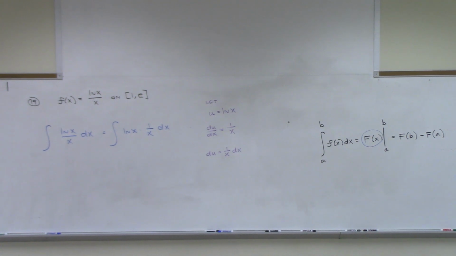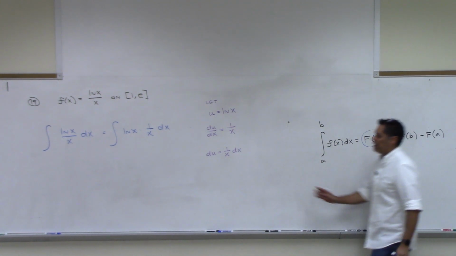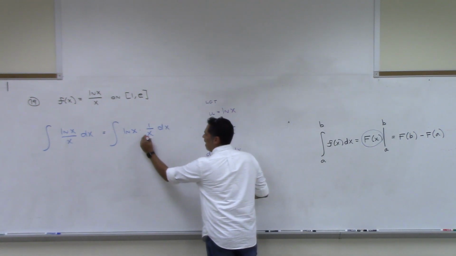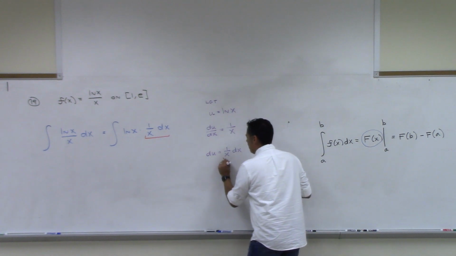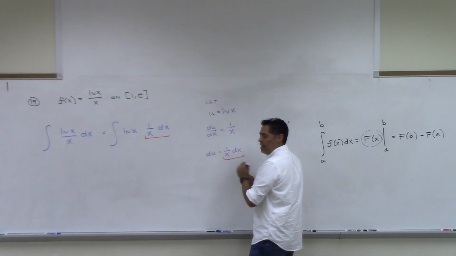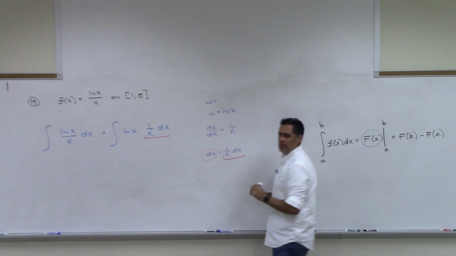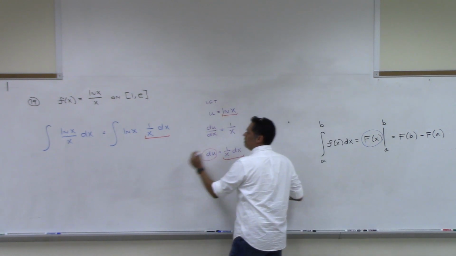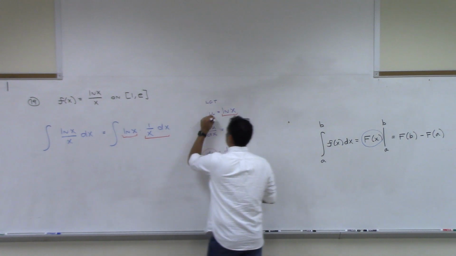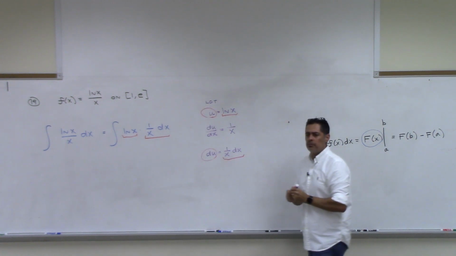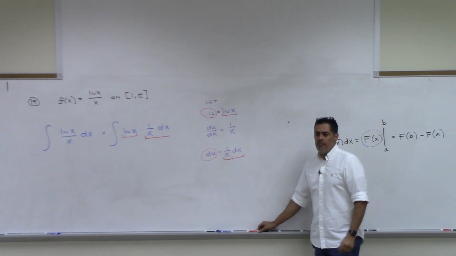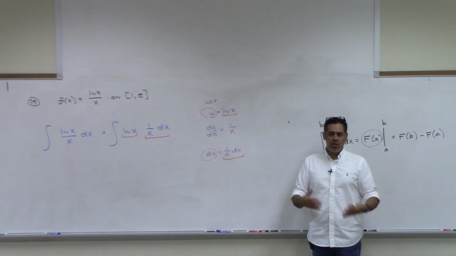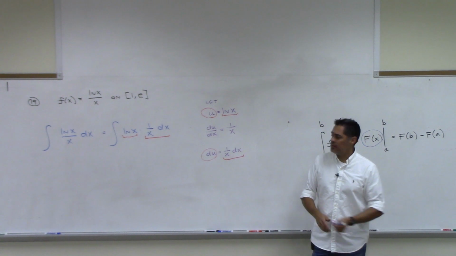So now we play that game, right? We try and see if we can match things up. And I see here that I have exactly 1 over x dx. I have that exactly, don't I? And so that can be replaced with du. And I see that natural log of x I have right there, so I can replace that with u. So I'm basically rewriting the entire integral in terms of u instead of in terms of x.